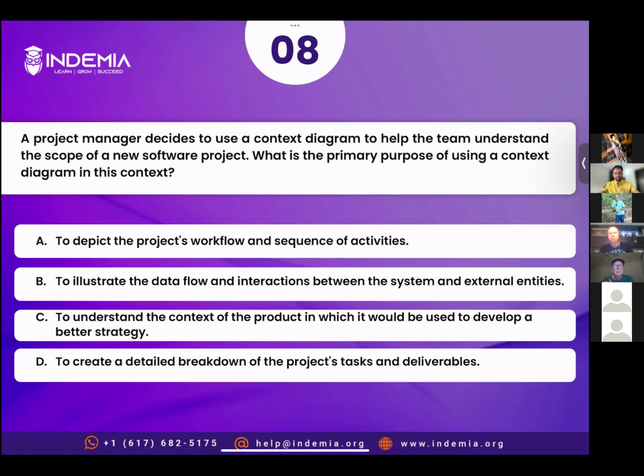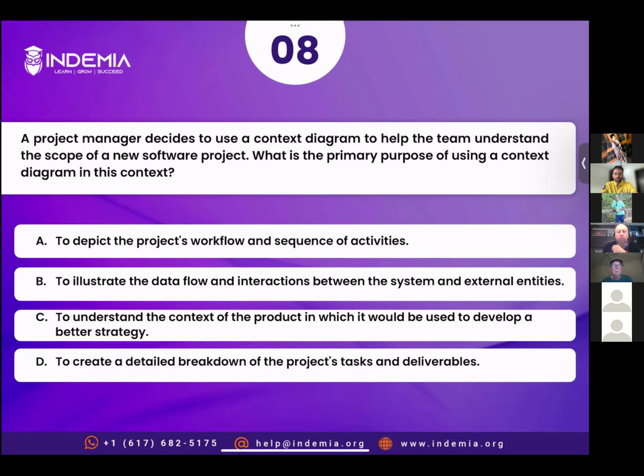All right, thank you. Manmeet, you have chosen option B. Context diagram, we have learned a lot from you on diagrams and histograms and everything. So far, what I learned from you is that a context diagram is something that outlines the relationship between the system and entities. So that's why I picked option B. All right, thank you. So yes, that is correct.